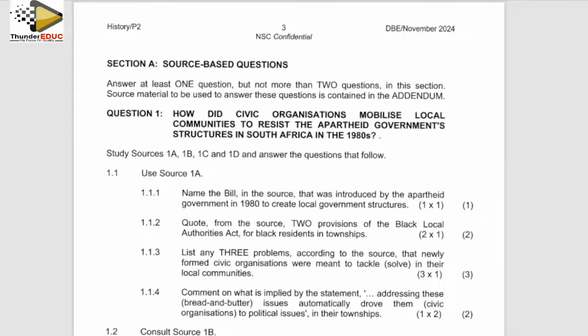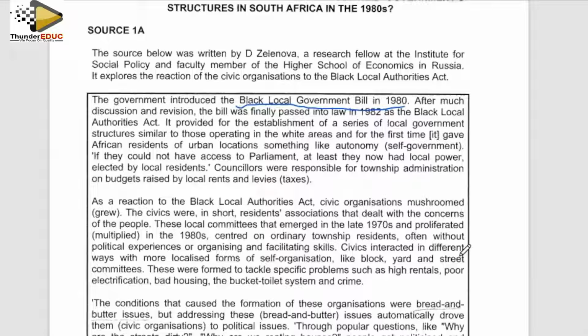Right, if you go to our source, we tend to find that it says it provided for the establishment of a series of local government structures similar to those operating in white areas. This was one provision. It provided for the establishment of a series of local government structures which were similar to those operating in the white areas.